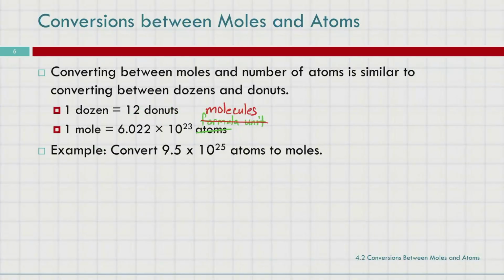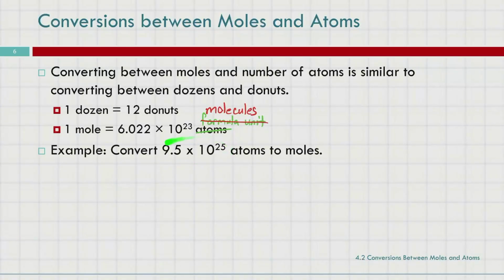It doesn't have to be 12 donuts. It could be 12 nails. It could be 12 students. It could be $12. You can kind of put anything that you want in there. So we'll change the unit to fit our situation. But a lot of times it's going to be atoms, formula units, or molecules.